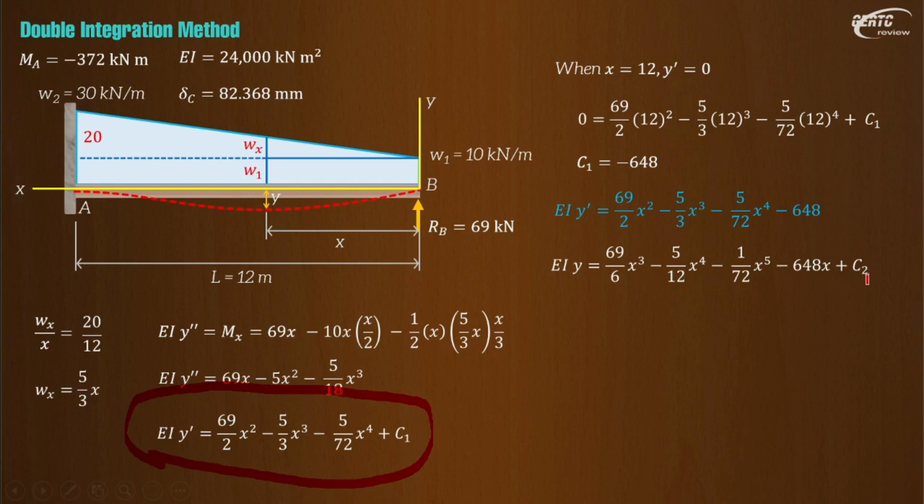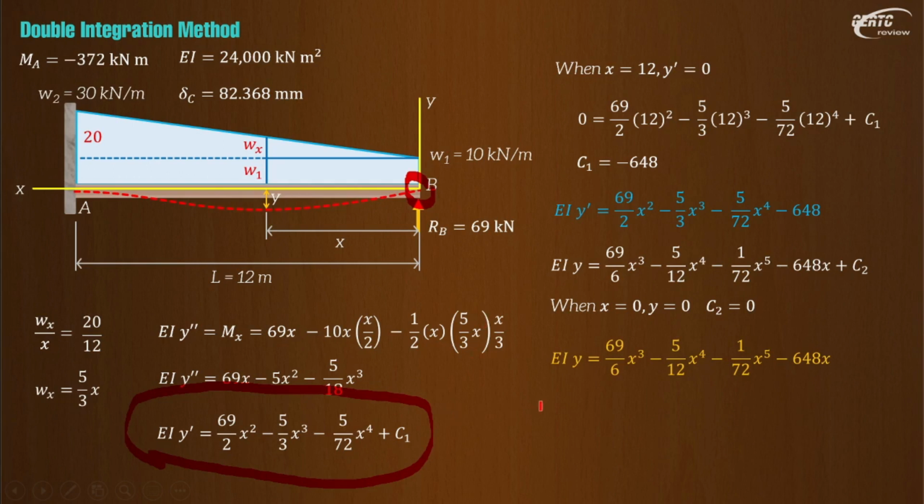Okay, we have here another constant of integration. And we can solve that because here, when x is 0 at B, y is 0. And with that, 0, 0, 0, 0 din yan, your C2 is equal to 0. Finally, this is now the elastic curve equation. Very simple. Now, we have the elastic curve.